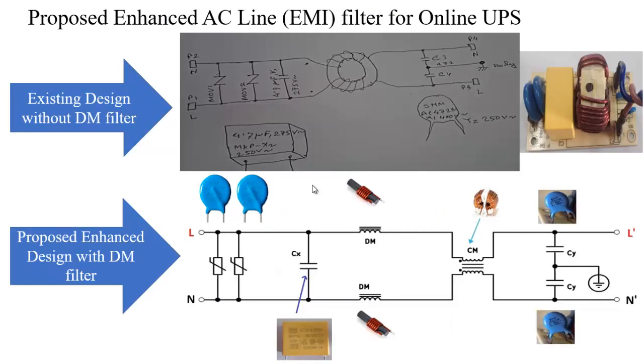Now this is the conclusion part of our reverse engineering process. Here we propose an enhanced AC line filter for an online UPS, as the existing design has no DM filter. That means in the existing system the DM filter is not present. We suggest there must be a DM filter. Another suggestion concerns the two varistors. When a high voltage spike comes, the varistor becomes short. So to protect our device or electronic circuit, we suggest using a safety fuse here. A fuse is very easy to replace.